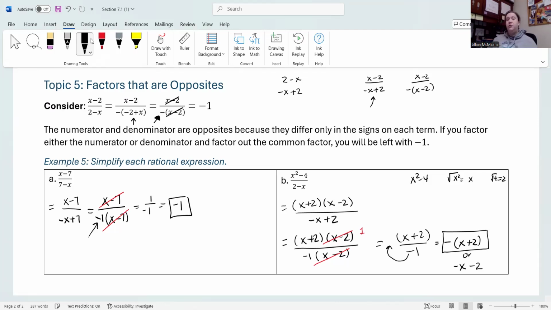So be on the lookout for these opposites. You can generally tell pretty quickly when you have factors that are opposites, because one of the factors is not going to be in standard form, okay? And so all you do is you put that factor in standard form, factor out a -1, and then typically you can see from there that something will cancel.